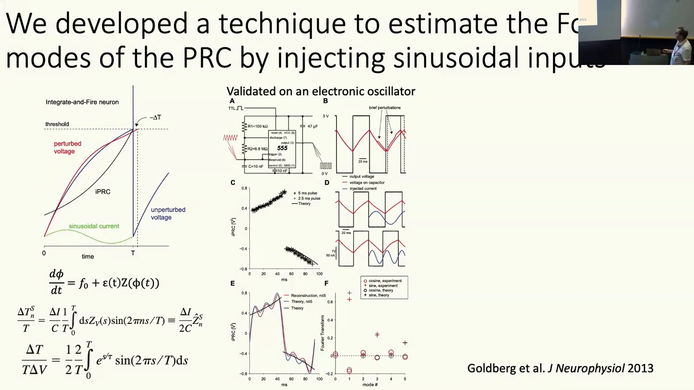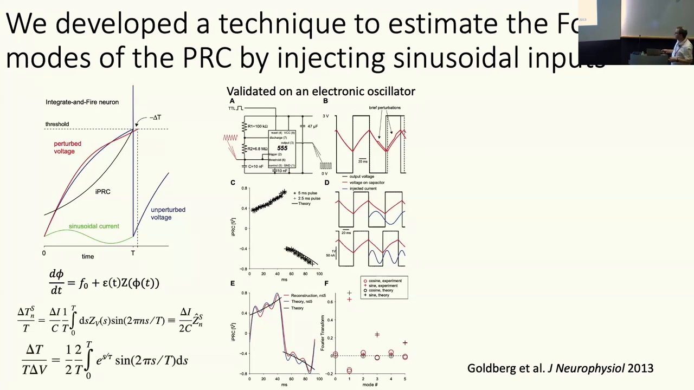Or I injected these sine waves and tried to reconstruct the actual function from them. You see it approximates it. The more modes I calculate, the better it works. And of course, this is a very discontinuous function, so it's going to require many modes to reconstruct, but that's usually not the case for a real neuron.